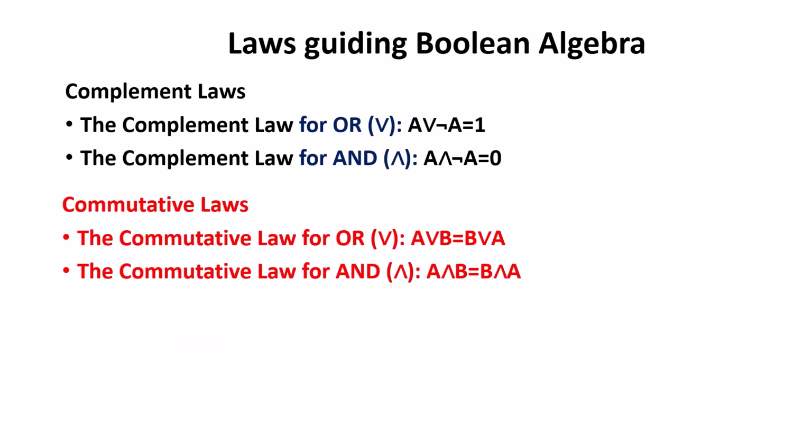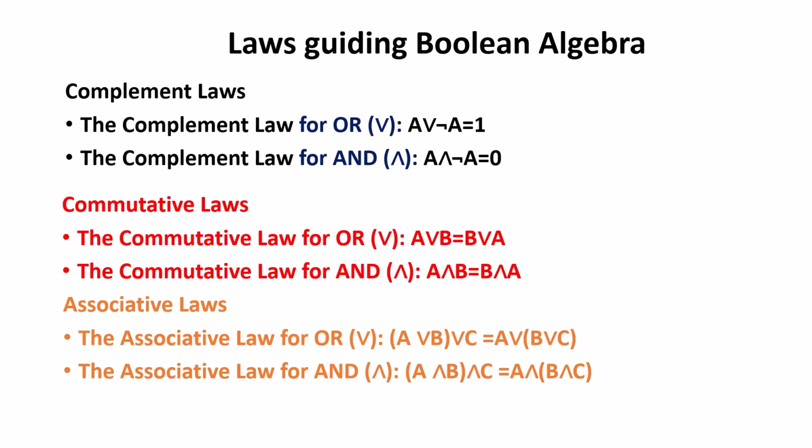For the commutative law, the OR operation can be expressed as A OR B is equal to B OR A, by swapping the positions of operands A and B in an OR operation without changing the results. Similarly, in the commutative law of the AND operation, you may change the places of operands A and B in the AND operation without altering the results.